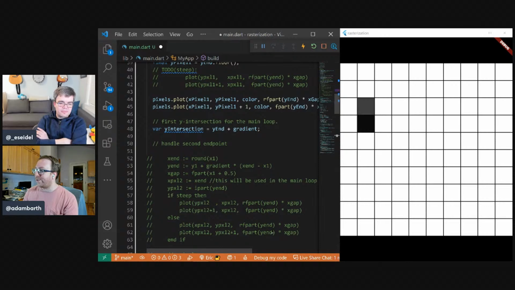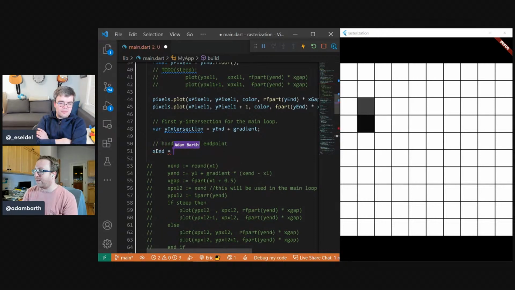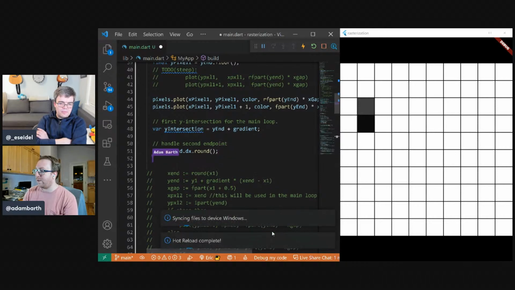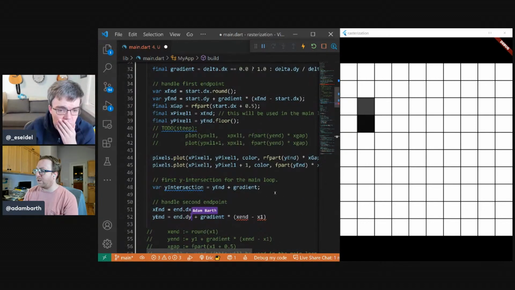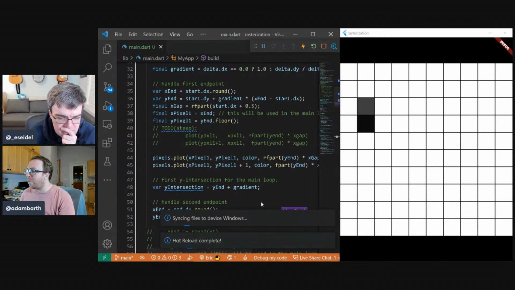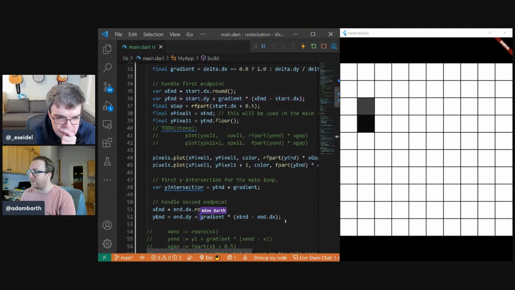Okay, y end. Okay, so y end is changing, so these things are going to become vars now. And so this is the end.dx round. Y end. This looks similar to what we wrote before. I'm going to write this out just to see what it is. N.dy plus the gradient times xn minus n.dx. How is that different from what we wrote before? Oh, we did the same thing, but with start. Basically, yeah. So this is like compute the y value that corresponds to this x value. Although here's why it starts at the end. Interesting.